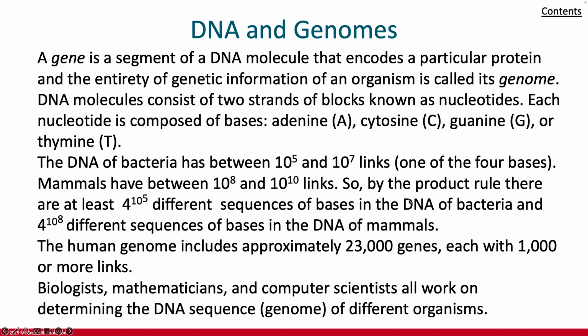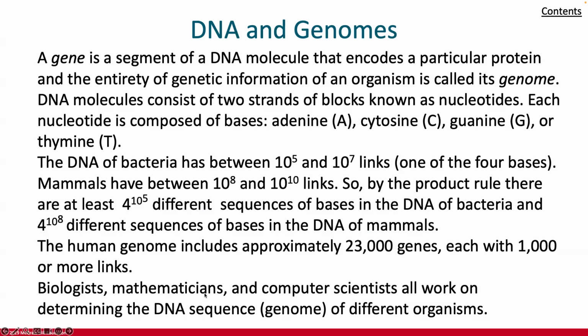So by the product rule, there are at least (10^4)^10, all of that to the 5th power, different sequences of bases in the DNA of bacteria, and (10^4)^10, all that to the power of 8, different sequences of bases in the DNA of mammals. The human genome includes approximately 23,000 genes, each with about 1,000 or more bases.